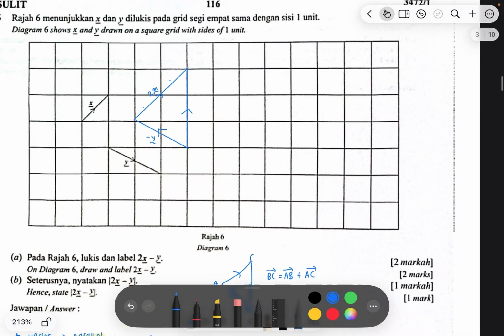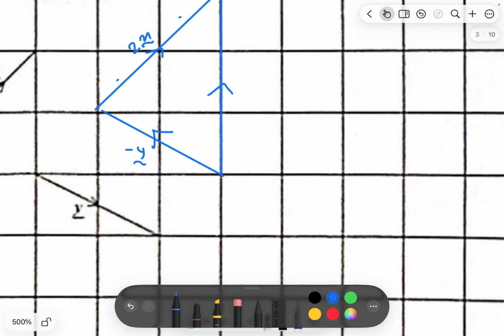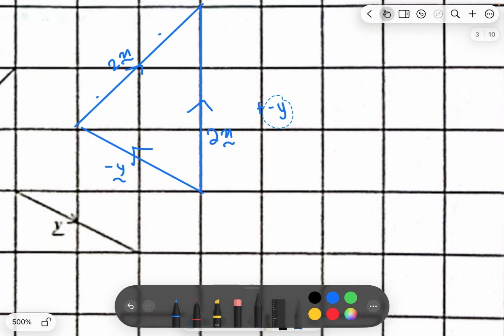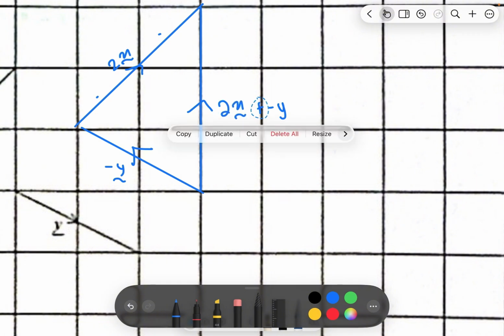Okay, so what is AB? AB is negative y. BC is what? BC is 2x, so plus 2x. So let us rearrange this because they want 2x in front. Then we get 2x minus y.